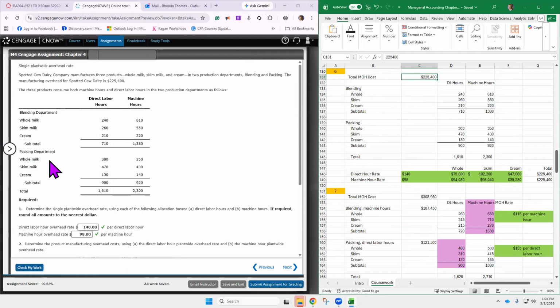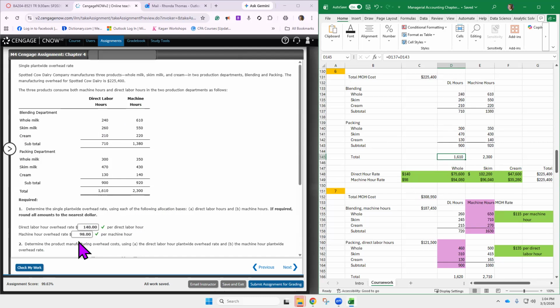Then you have a packing department. How many hours are going to packing for each of the 3 kinds of milk? We've got whole milk, skim milk, and cream. And I'm just repeating in this table what they're putting here. And of all the direct labor hours, we have 1,610 as a total, and we have 2,300 machine hours as a total.